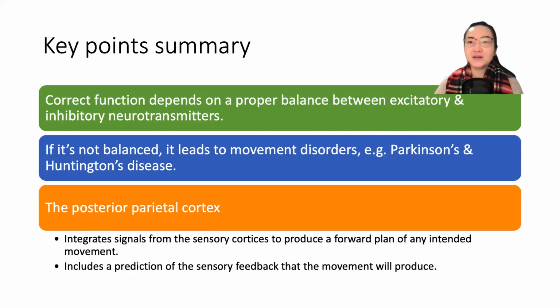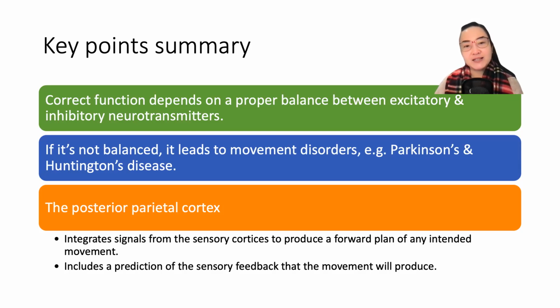Key point summary. Correct function depends on a proper balance between excitatory and inhibitory neurotransmitters. If it's not balanced, it leads to movement disorders, for example, Parkinson's and Huntington's disease.